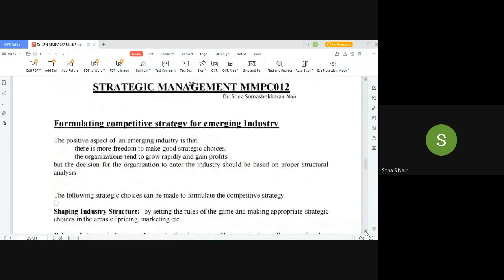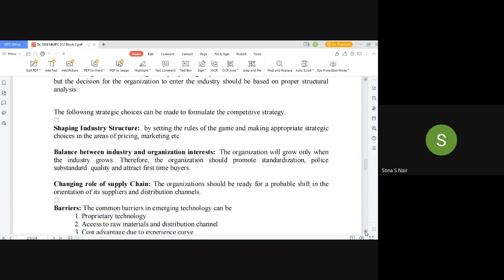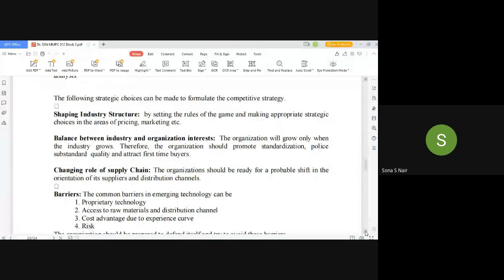Now, what does an organization do for formulating competitive strategy in an emerging industry? The positive aspect of an emerging industry is that there is more freedom to make good strategic choices, and the organizations grow rapidly and gain profits. The organization has a lot of options as to what to do to help the industry grow.